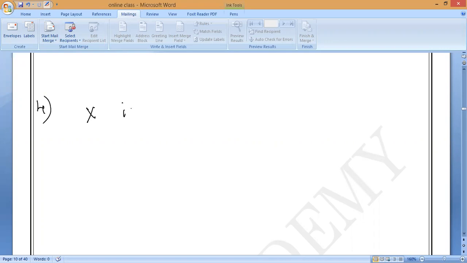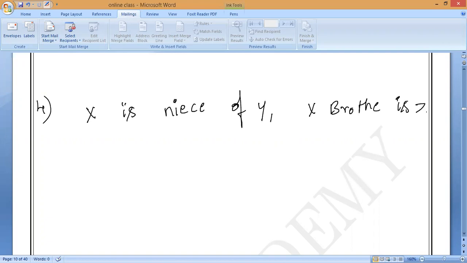X is niece of Y. And X has one brother. X's brother is Z. What is the relationship between Y and Z? Y and Z. X is niece of Y.